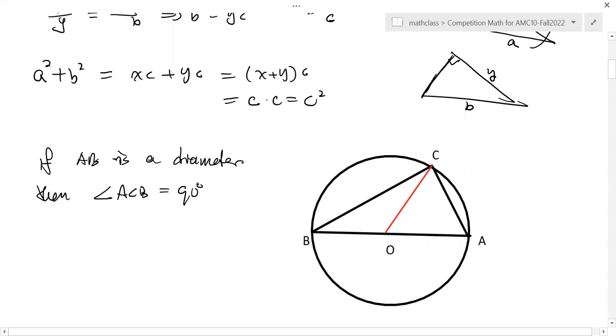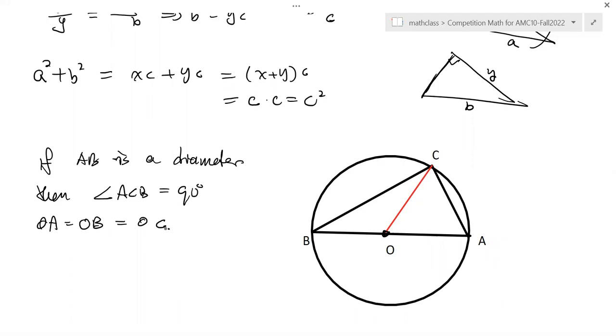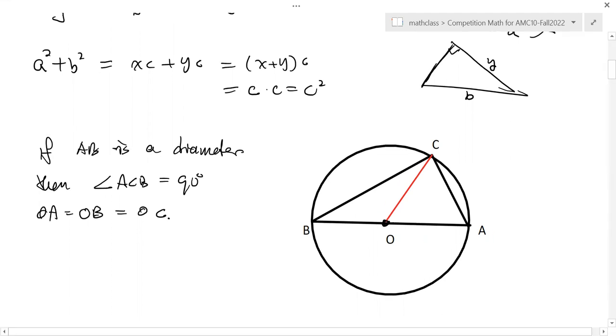Because of that, if this is the center, then OA equals OB equals OC, because of the radius. So that is an important property. We should know that about this. Whenever a triangle is inside a circle, if the hypotenuse is the diameter of the circle, then it must be a right triangle.